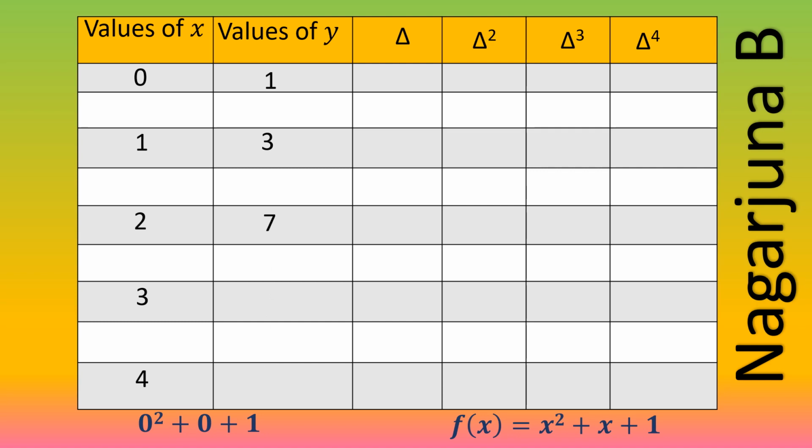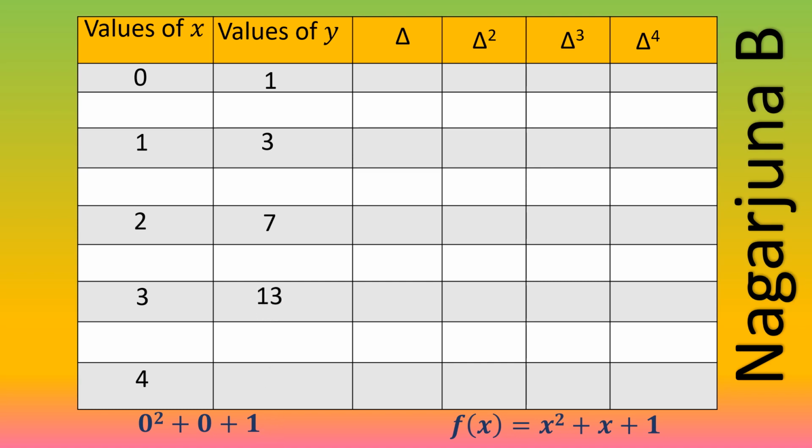The next value of y when x is equal to 3: 3 square plus 3 plus 1. So 3 square is 9, 9 plus 3 is 12, 12 plus 1 is 13. So leave one line gap and write 13.